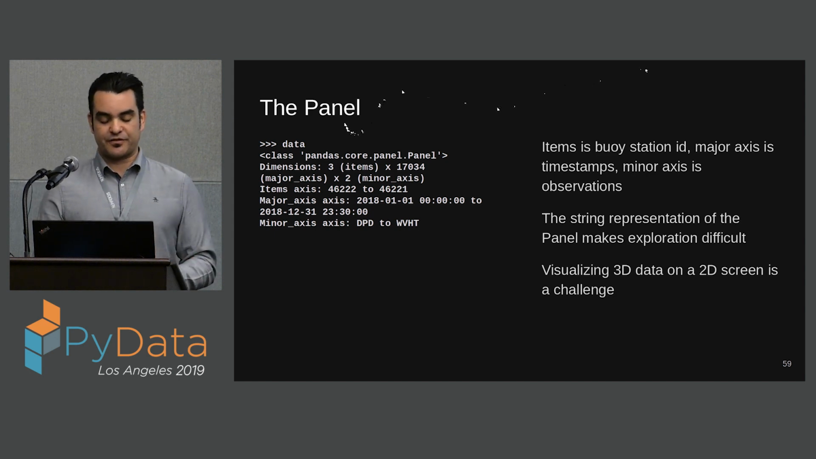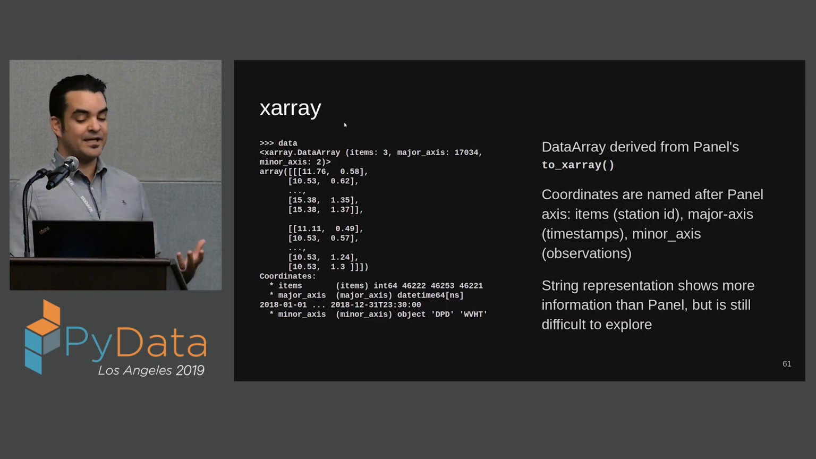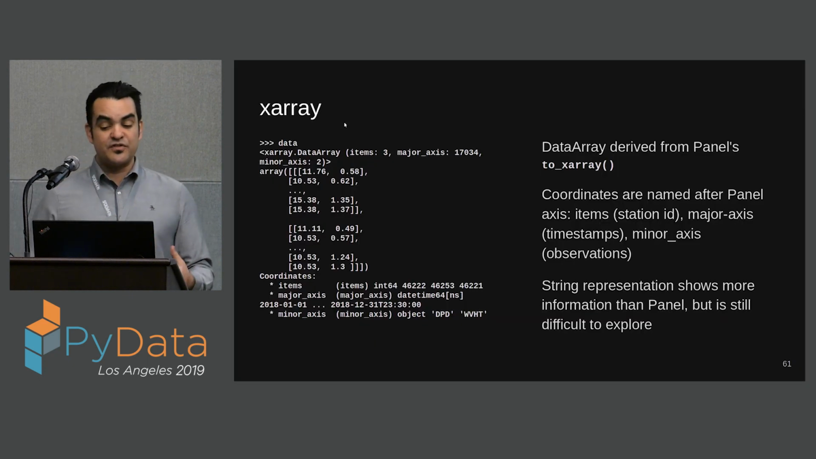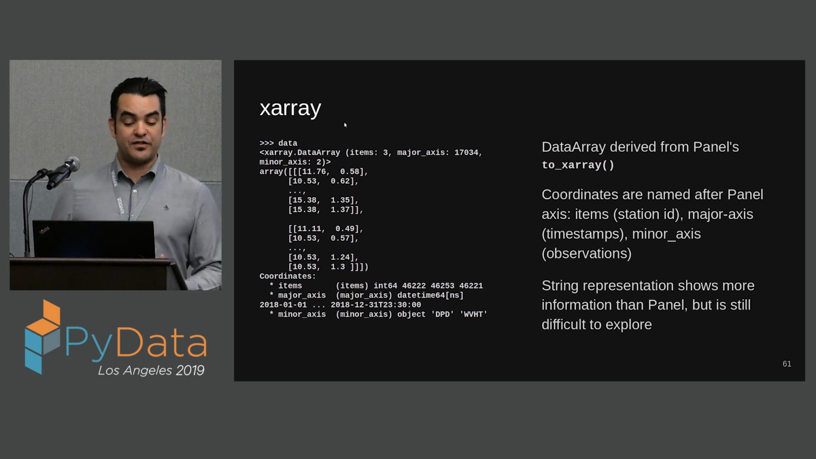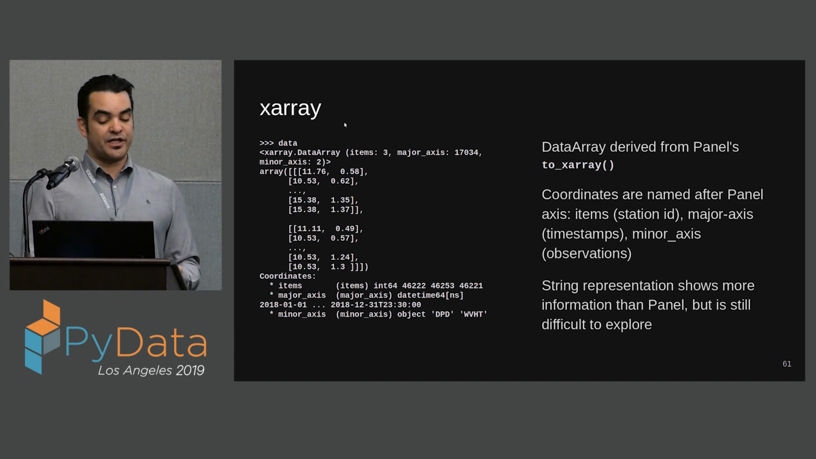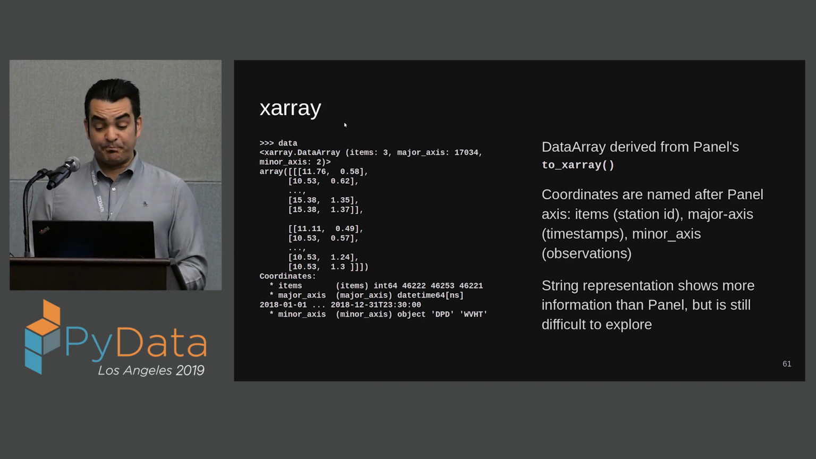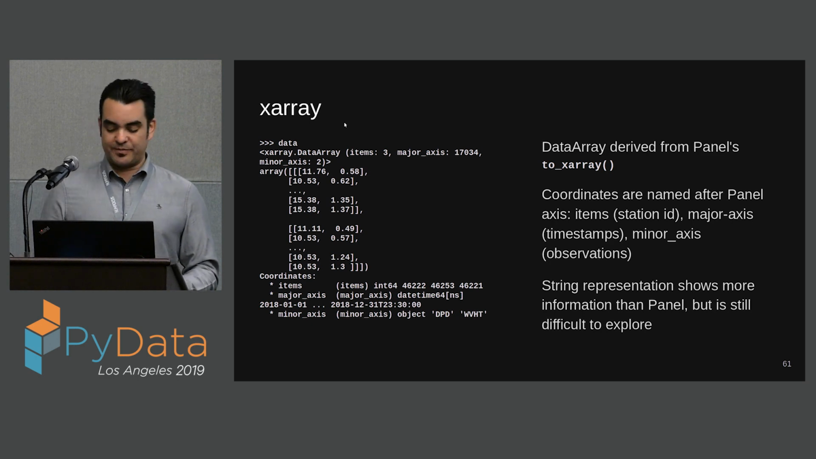on a 2-dimensional screen. So in xarray, we can create the exact same structure, and we're going to actually use the panel's to_xarray method to do this. So it's going to give us an xarray DataArray object with coordinates labeled items, major axis, and minor axis. They're labeled that way because they came from a panel. They could be labeled anything we want. Now, the string representation shows a bit more information than the panel, but I would argue it's still a little bit difficult to explore.